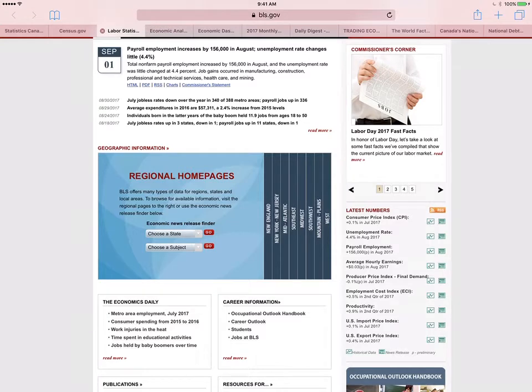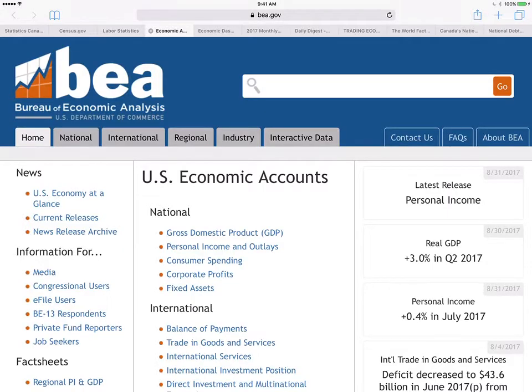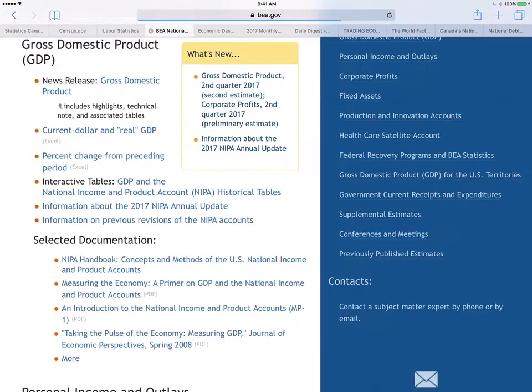Other sources of US information, we can go to the Bureau of Economic Analysis. And if you're looking for information about the gross domestic product of the US, you would click here on GDP, and you'll notice that it says current dollar and real GDP in Excel. If you click on that, you will get the current GDP in both real terms and what we call nominal terms.